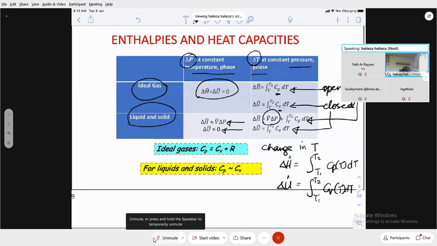Your value of Cp and Cv, either it is given, or you can look it up in the appendix. Normally your Cp is given, or you look it up in the appendix. Okay, let's look at.